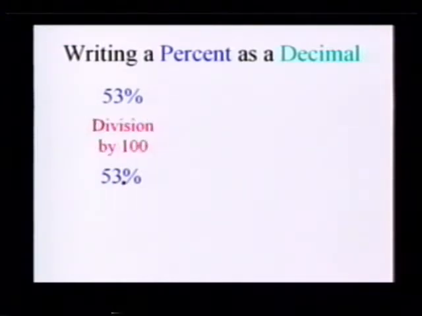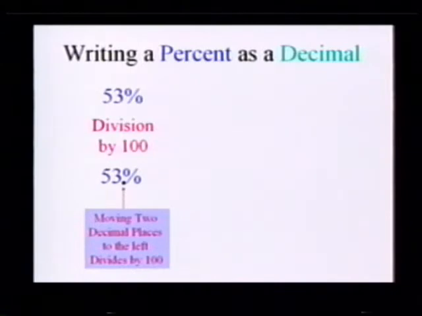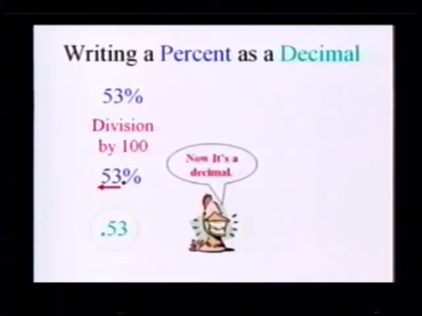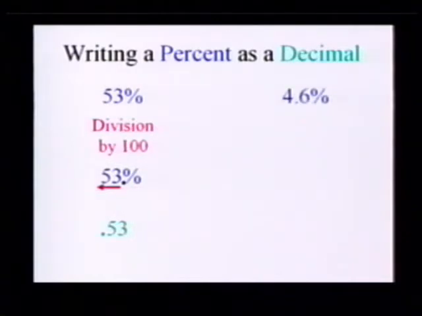Division by 100. Move it over 2. When we divide by 100, don't we move over 2? And 53% written as a decimal is 53/100ths, or 0.53. Just always move it over the other way, right? How about 4.6%?